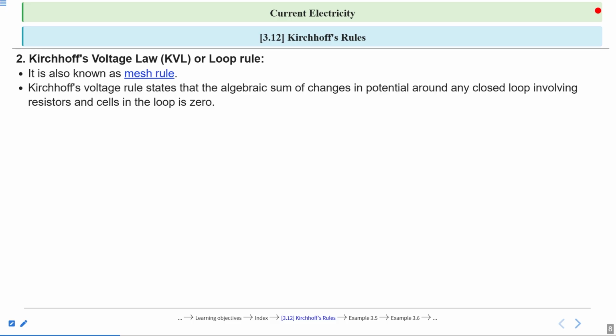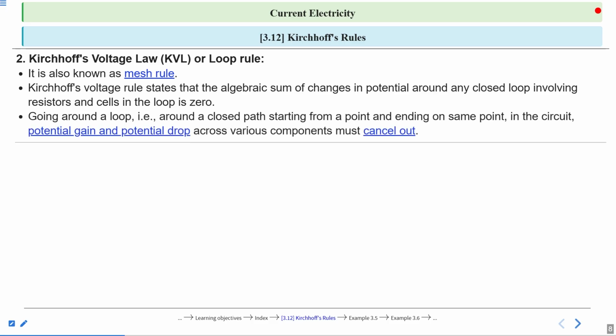Okay, we will understand it in an easier manner. Going around a loop means going around a closed path, starting from a point and ending on the same point. You start from a point, and after covering some distance through some path, you come back to the same point. In the circuit, potential gain and potential drop across various components must cancel out.